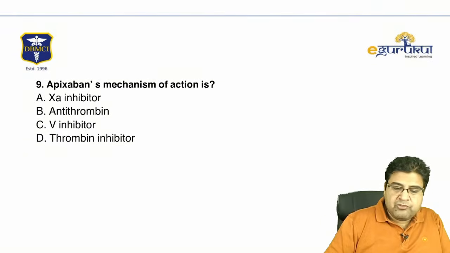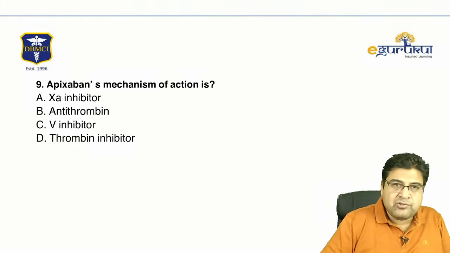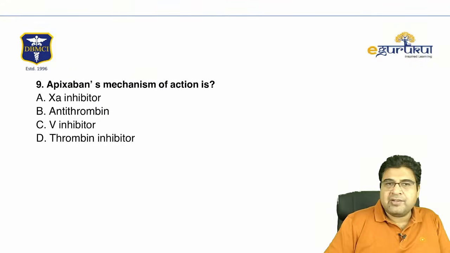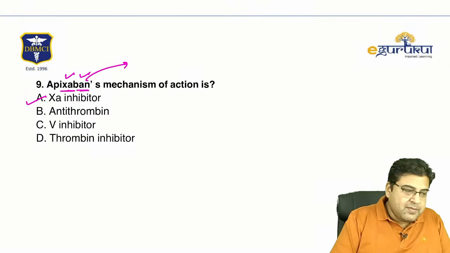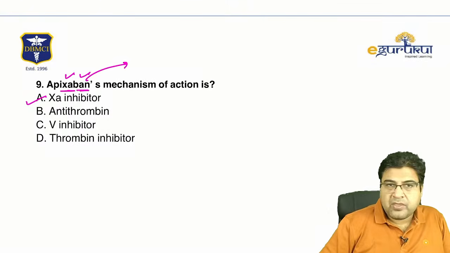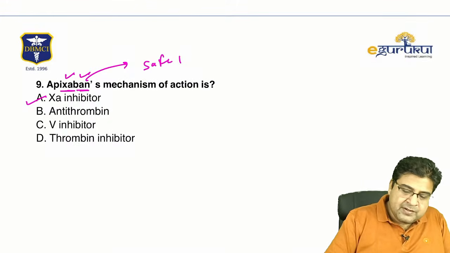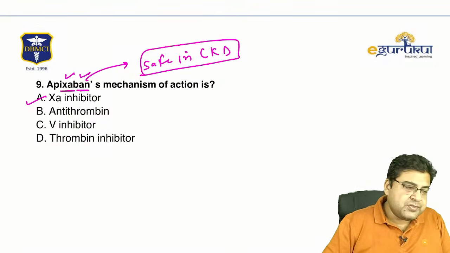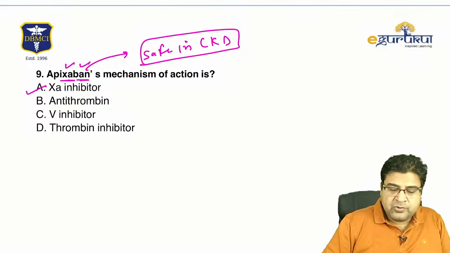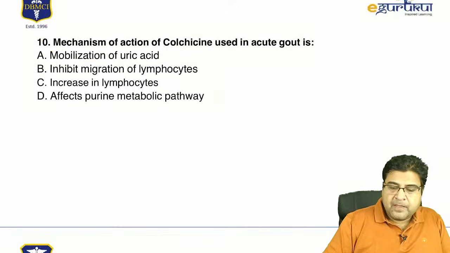Right? Question number 9. Can you see, guys, I think this is the 7th or 8th question we are doing on antiplatelets and anticoagulants. Apixaban is a factor 10A inhibitor. Like in the previous drug we discussed, rivaroxaban should be taken after food. Regarding apixaban, please remember, this drug is safe to use in CKD. Drug name is apixaban.